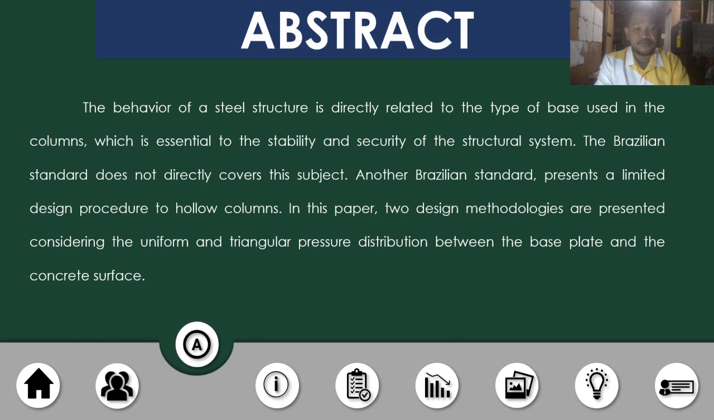Abstract. The behavior of steel structure is directly related to the type of base used in the columns, which is essential to the stability and security of the structural system. The Brazilian standard does not directly cover this subject. Another Brazilian standard presents a limited design procedure for hollow columns. In this paper, two design methodologies are presented considering the uniform and triangular pressure distribution between the base plate and the concrete surface.